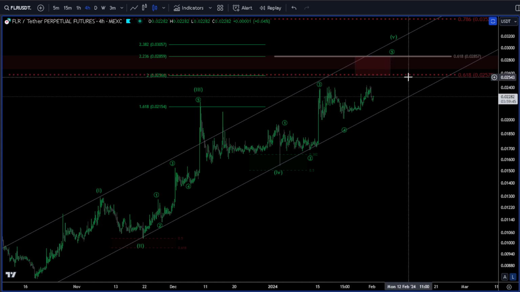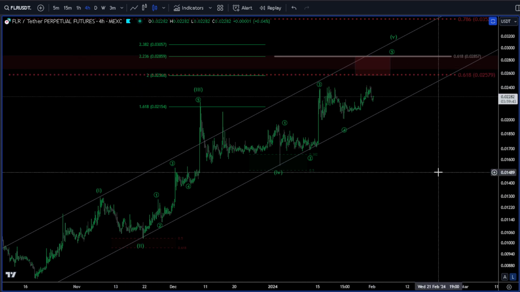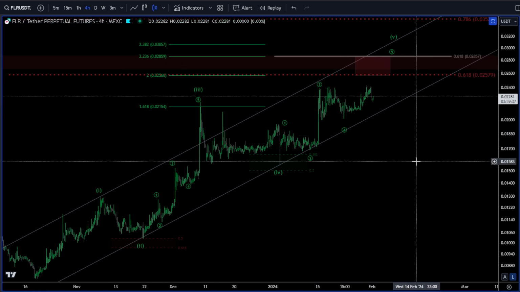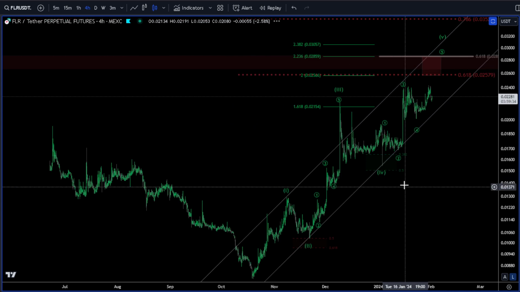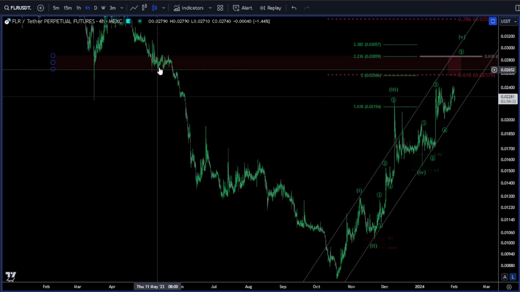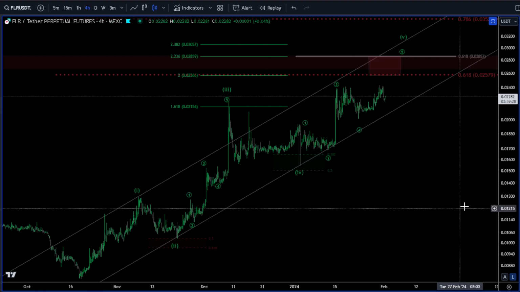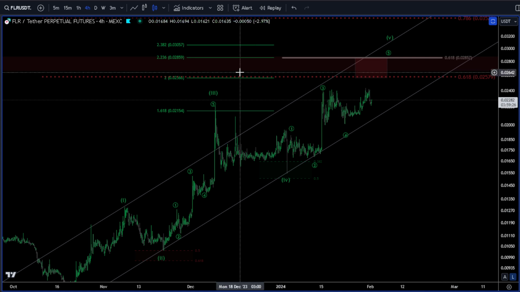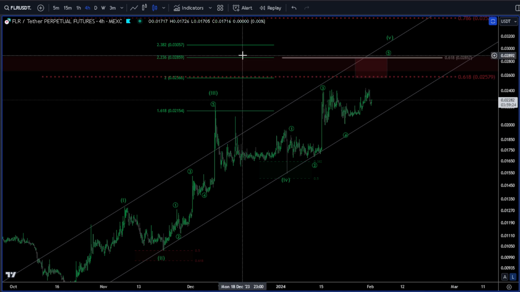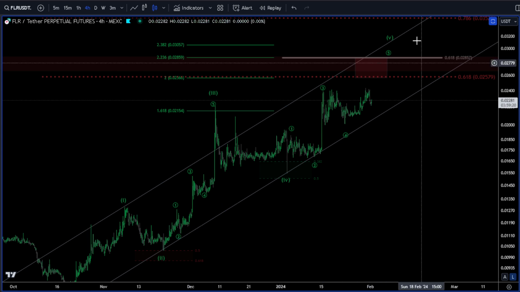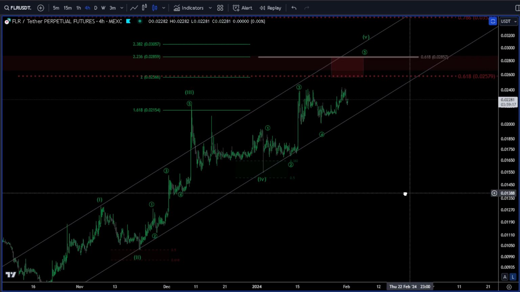Areas of interest is the 618 retracement of the entire move to the downside at 2.579 cents according to MEXC. You'll check on your own exchange for that. That also lines up with a pretty significant order block over here where there was some pretty significant selling. And that also lines up between the 200 and the 2.36 extension of wave 1 off wave 2, which is our common area for our wave 5.